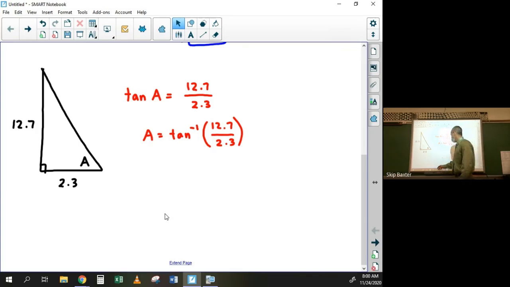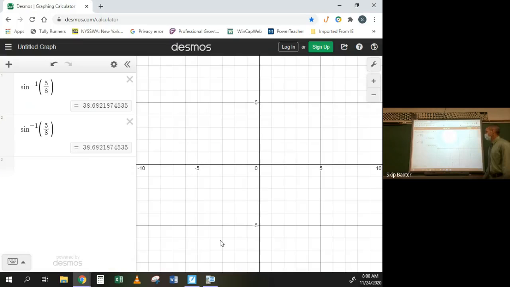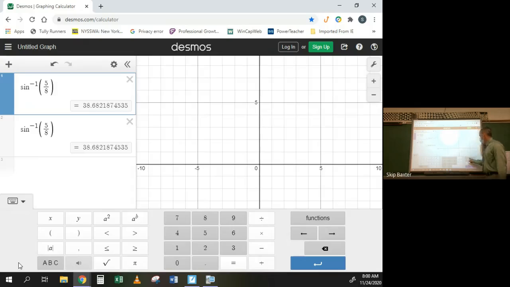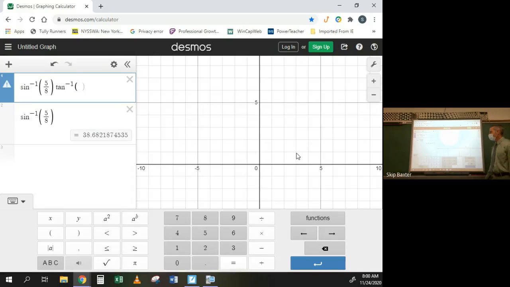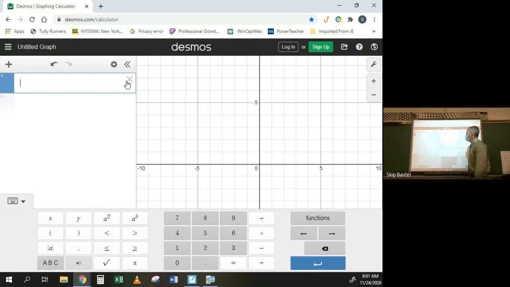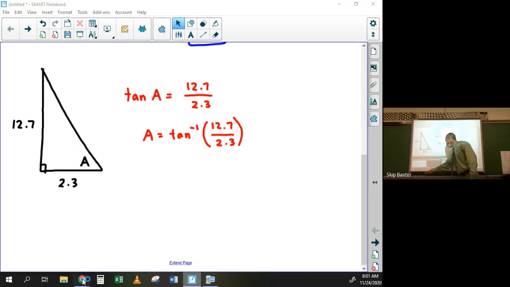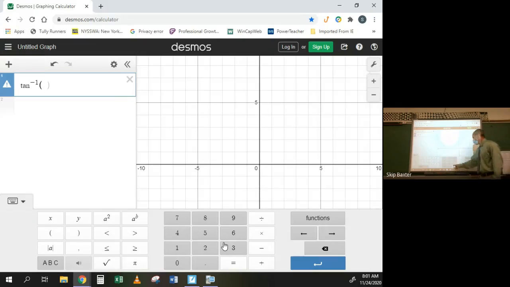So on Desmos, you can do the angle whose tangent is, so I'm going to use the actual function button, the angle whose tangent is, whoops, I have to get up what's there. The angle whose tangent is, I forgot the numbers already. 12.7 over 2.3. 12.7 divided by 2.3. Wait, that didn't do it right. I wasn't paying attention.